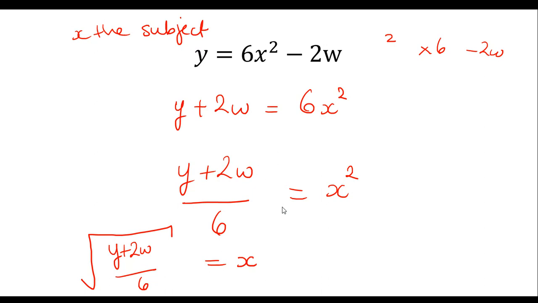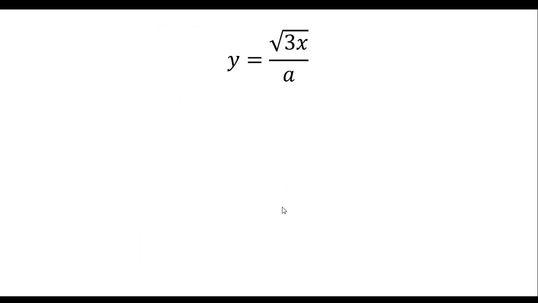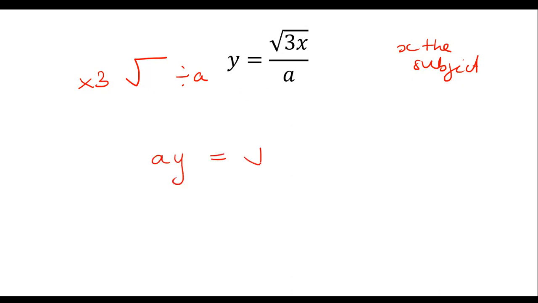And then this last one has a square root and a fraction. So here I've got the square root of 3x, divided by a, equals y, and I want x as subject. So this time x was multiplied by 3 first, then it was all square rooted, then I divided by a. I've got to work backwards. So first I'll multiply by a. So ay equals the square root of 3x.